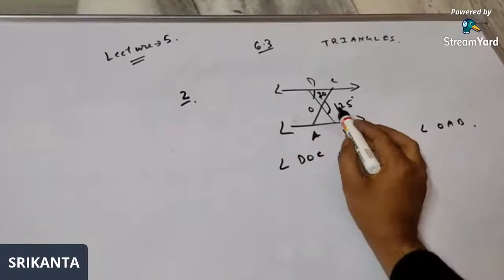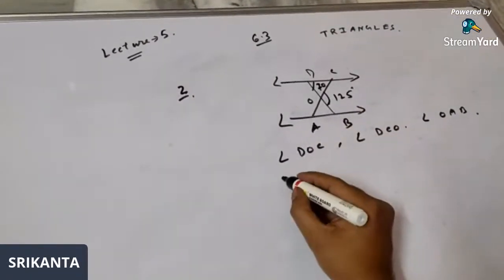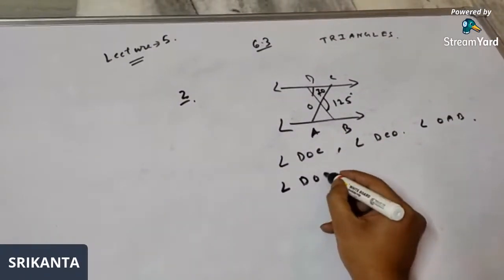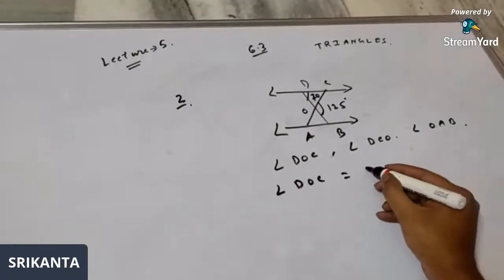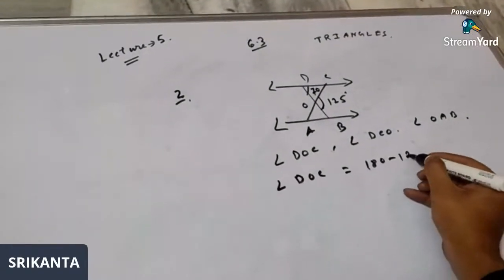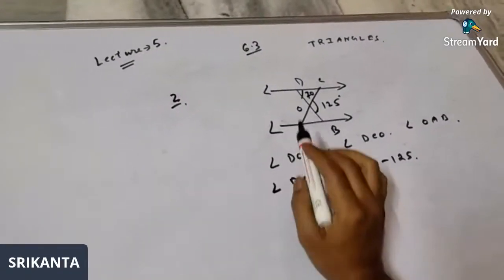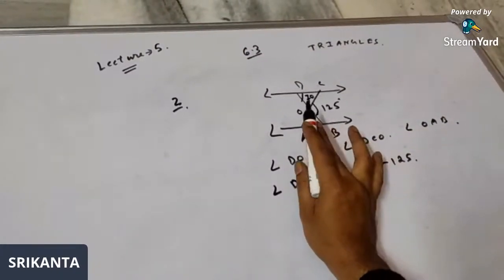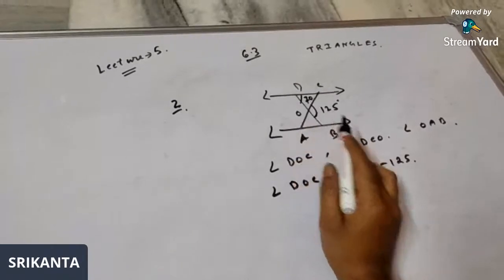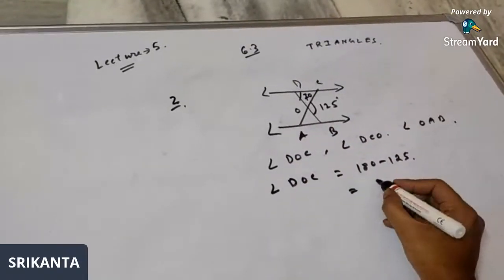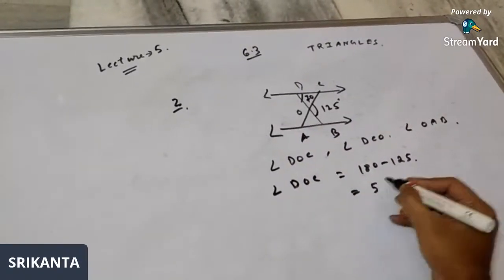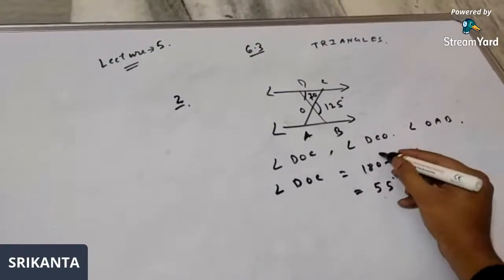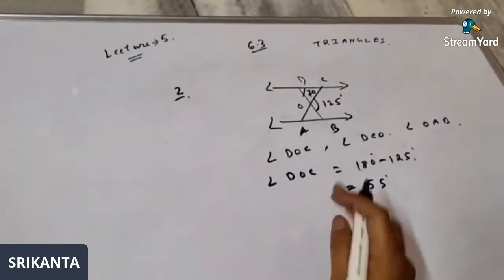So as you can see, since this is 125, angle DOC will be 180 minus 125. Why? Because this is a straight line, so this is a straight angle. So the whole angle is 180 degrees. So this angle will be 180 minus 125, so 55 degrees. So angle DOC you have found.